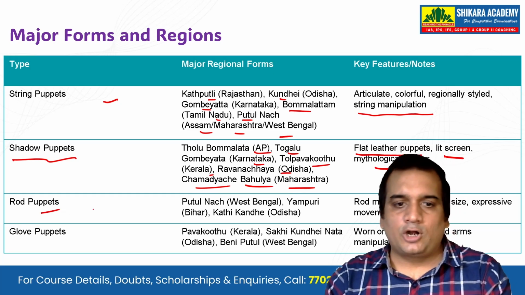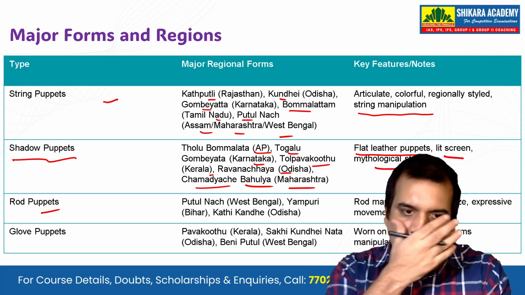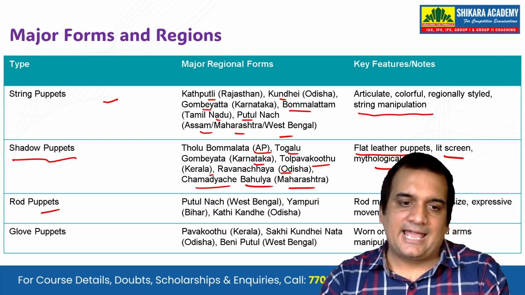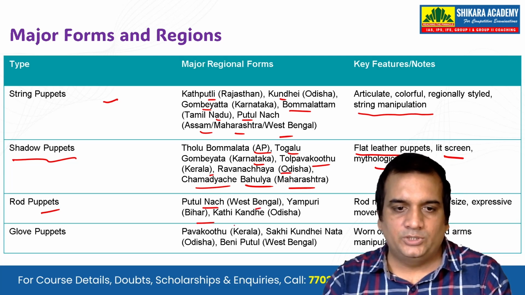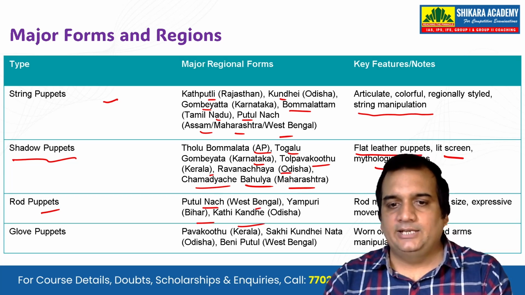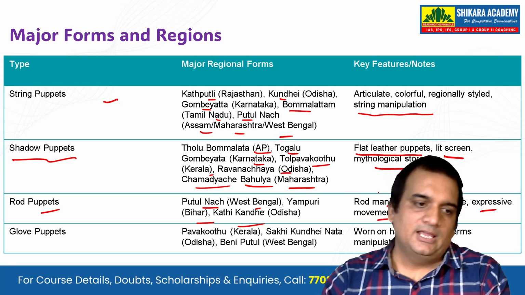Then let's see the rod puppets. In rod puppets, very thin rods are attached to the puppets, and then they are used. Putul Nach of West Bengal, Yampuri in Bihar, and Kathi Kandhe in Odisha are very famous. Rod manipulation, larger size, and expressive movements are shown here.